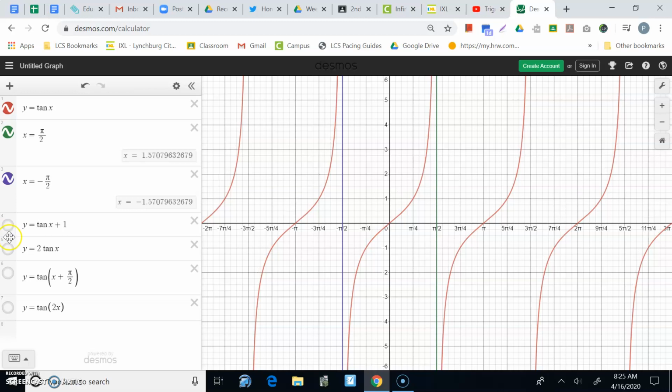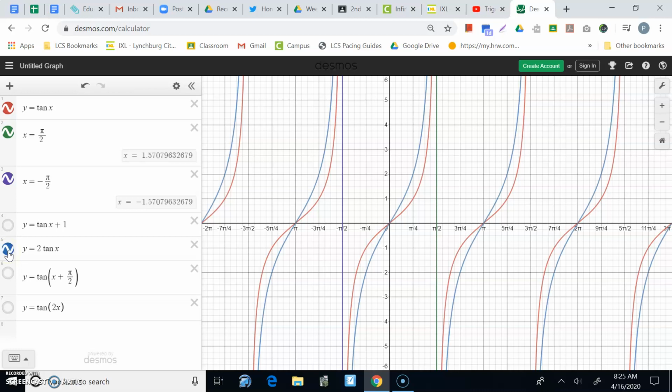Next thing we can do is amplitude. You'll notice I have a 2 out here in front. This is going to have the effect of taking all of those y values and making them twice as high. When we did sine and cosine, that caused us to go to higher maxes and lower mins, but we don't really have maxes and mins on the tan graph because we go to infinity and to negative infinity. So the amplitude here is just going to make us look steeper. So I'll take a look at that one.